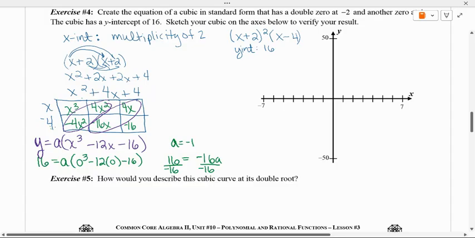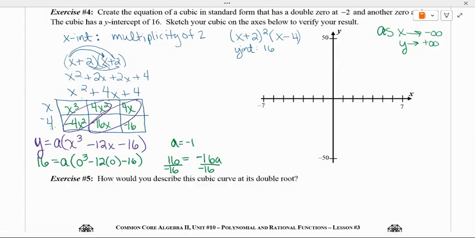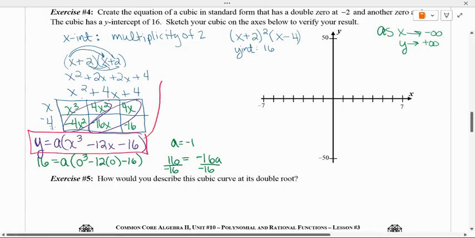So what does that tell us about our function? It changes direction. So as x approaches negative infinity, y is going to approach positive infinity. It's going to change direction. I believe that to be true. Let's check. So the first thing that we have to do is simplify this because we know what a is. So y equals negative 1 times the quantity x cubed minus 12x minus 16.